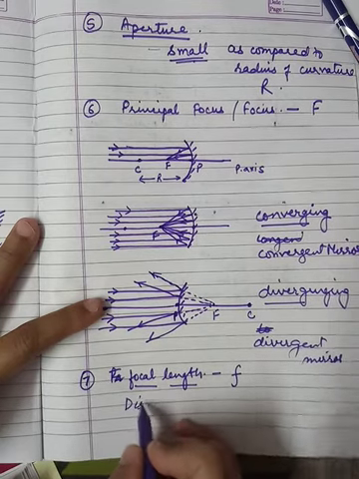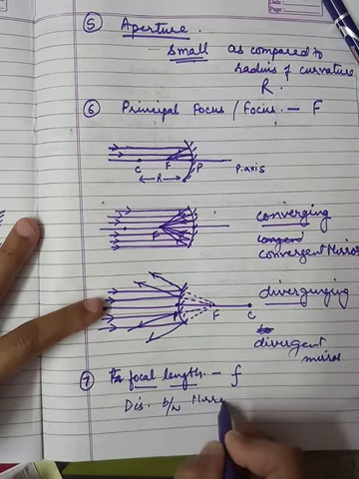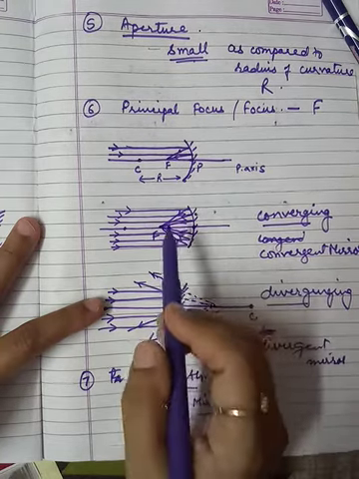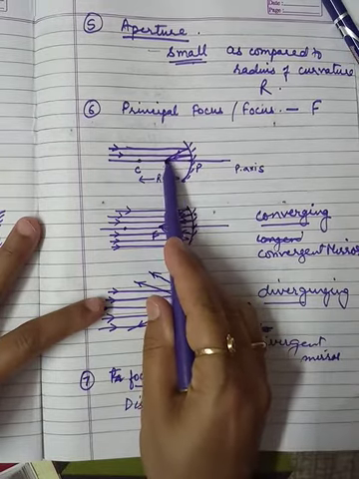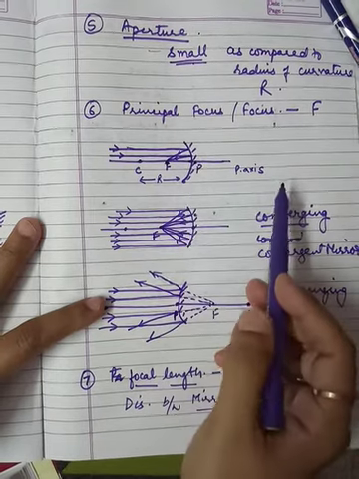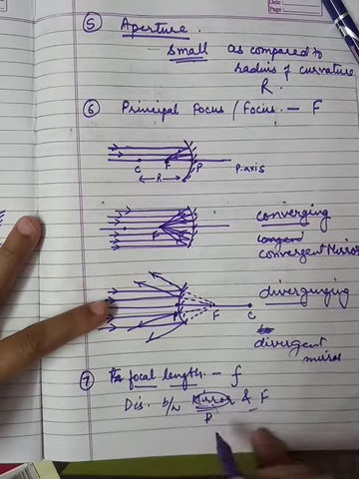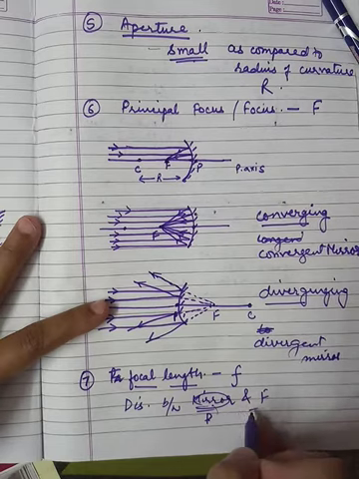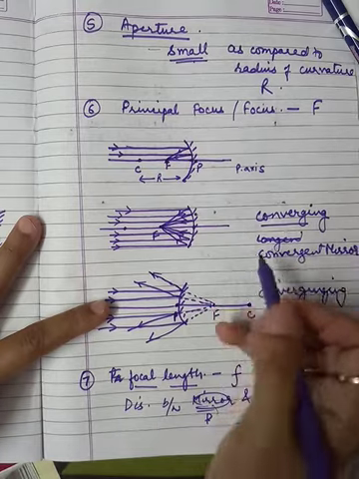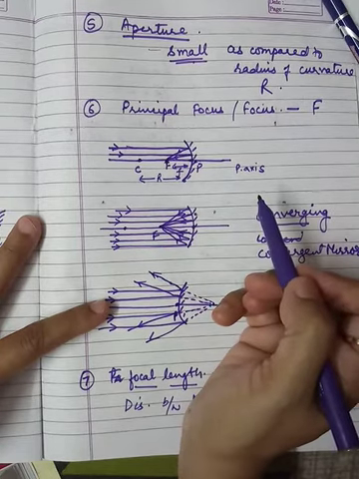This is the distance between the mirror and the principal focus. What is that distance? I can see it from here, between the pole and the focus, P and F. The distance between P and F is known as focal length, that is represented by small f. So this distance I will call small f.